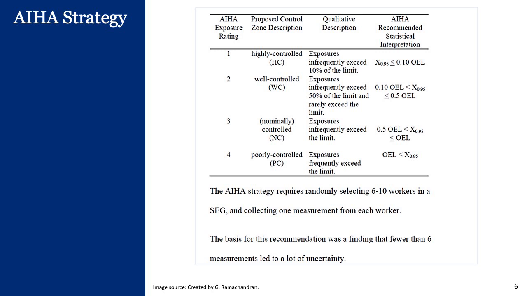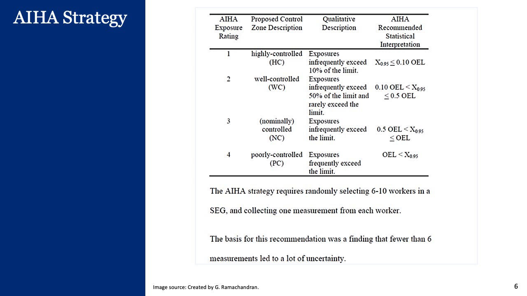So if it's a category 1, it means that the 95th percentile is less than 10% of the occupational exposure limit, and it is considered a highly controlled exposure category. If it's a category 2, then the 95th percentile is between 10 to 50% of the occupational exposure limit, and it's considered a well-controlled exposure scenario.